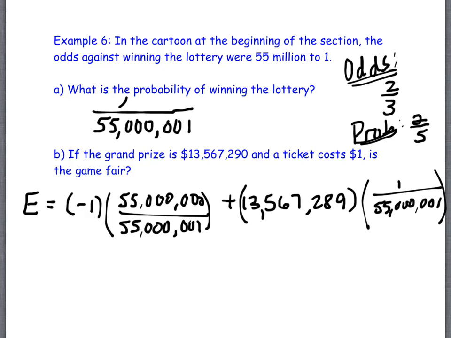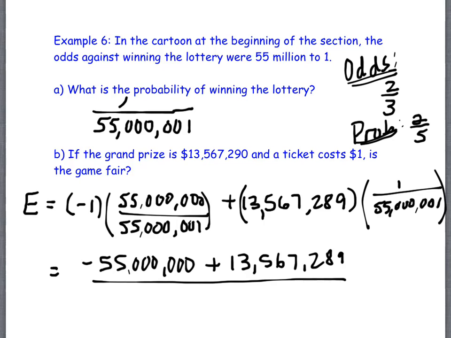Now, the cool thing is these denominators are already the same, so you could just add the numerators together so that you don't have to deal with your calculator and whether it's going to understand the division versus the adding and the ordering and things like that. Sometimes calculators are not particularly user-friendly. I actually have negative 55 million on top, and then this one over here has 13,567,289 on top. They can combine because they have the same denominator of 55 million and 1. So you can add those two numerators together in your calculator, and then divide this by 55 million and 1. And what kind of answer do you get? What is your answer? It's a dollar amount, by the way.